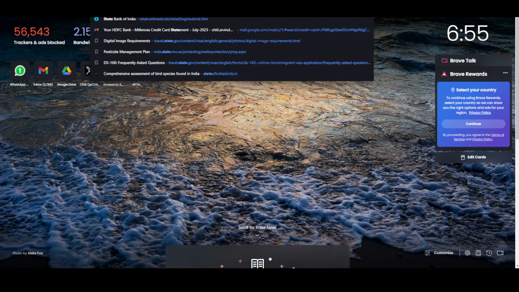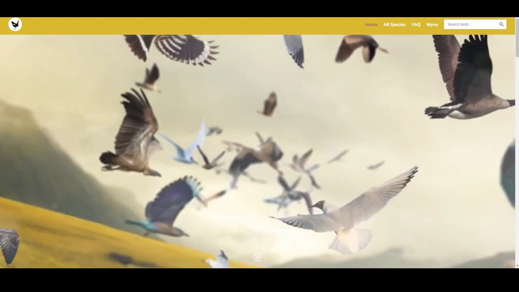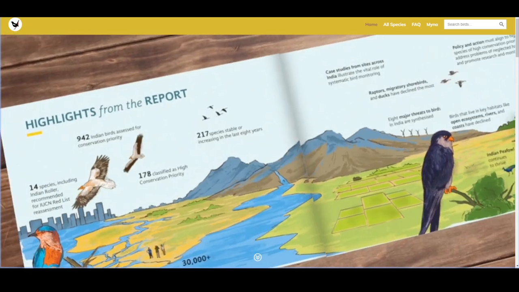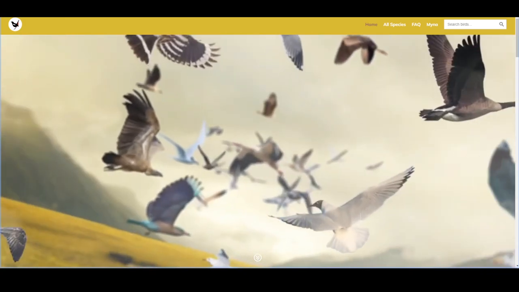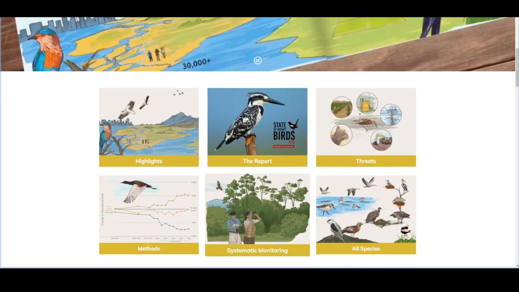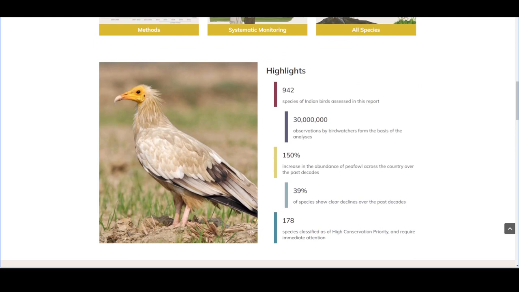So let me just show you the State of Indian Birds website. This is one of the very big challenges taken up by a lot of scientists from all over India, and they have created this beautifully illustrated book known as the State of Indian Birds. You can scroll down the website, they've got some highlights, the report, threats, methods, systemic monitoring, and it covers all the species. It covers about 942 species with about 30 million observations from bird watchers from all over the world, but having studied only the species that are found in India.